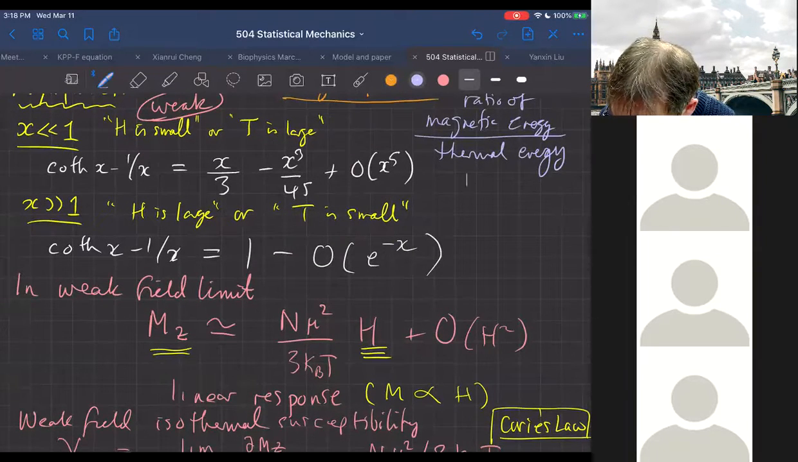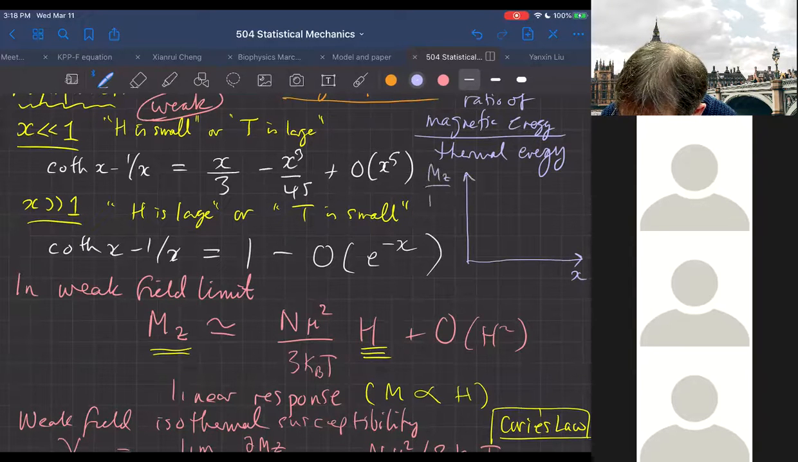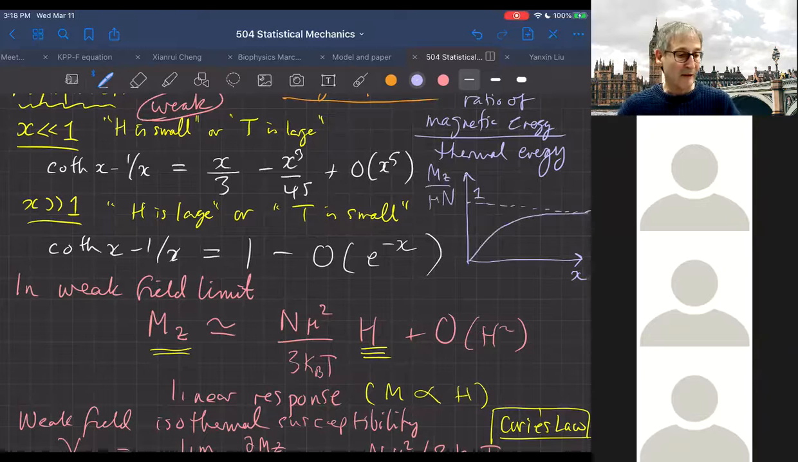So I've got a little bit of room here. Why don't I just sneak in a graph of what the magnetization looks like as a function of x. So this is mz over mu n, and so what we've seen is that it asymptotes to a value 1 at large values and then goes up linearly like that. So that's the magnetic behavior of the system.